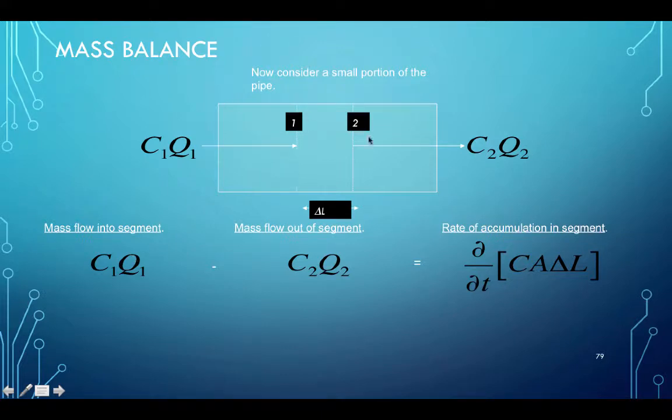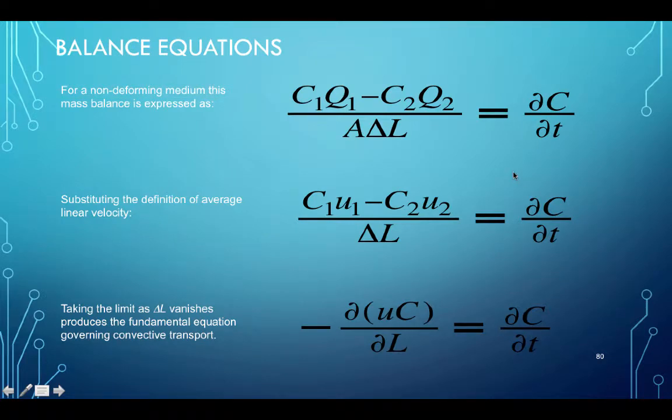If we now consider a small portion of the pipe, we can look at this segment of length delta L, and we have the upstream face 1, downstream face 2. The mass flowing into that segment is C1 Q1. The mass leaving the segment is C2 Q2. And the rate of accumulation of mass inside the segment is the time rate of change of some concentration times the area times delta L. We can use these principles and write a balance equation for the segment.